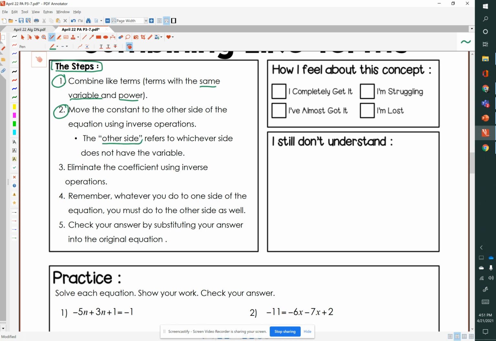Now, what do we mean by other side? It's the side without the variable. Then we're going to eliminate any coefficients. So we're going to do addition and subtraction before multiplication and division. And we're using inverse operations. The opposite of addition is subtraction. The opposite of subtraction is addition. The opposite or inverse of multiplication is division, and the inverse of division is multiplication. Now, always remembering, whatever you do to one side of the equation, you must do to the other side. And then you can check your answer with substitution.